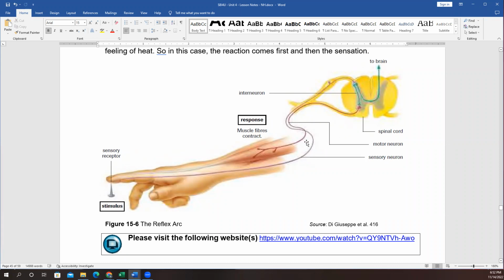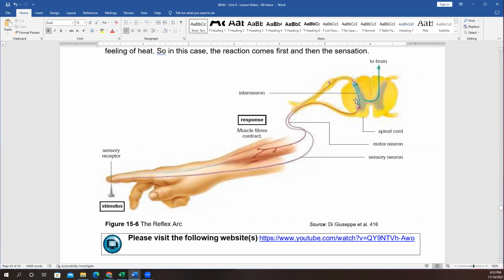And once the signal reaches the spinal cord here, there are specialized interneurons that have a pre-programmed function to give a specific response. Their response then gets sent directly back through the motor neuron to the effector, which is the muscles here, and causes the muscles to contract. And at the same time, the signal also travels towards the brain for processing.